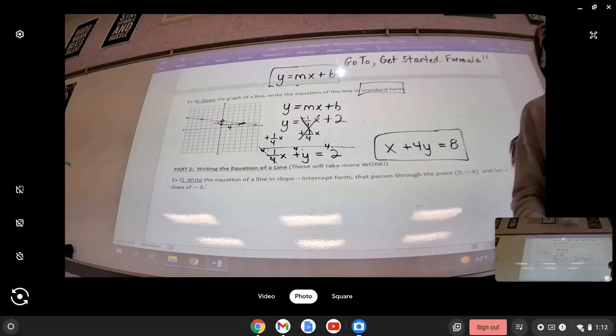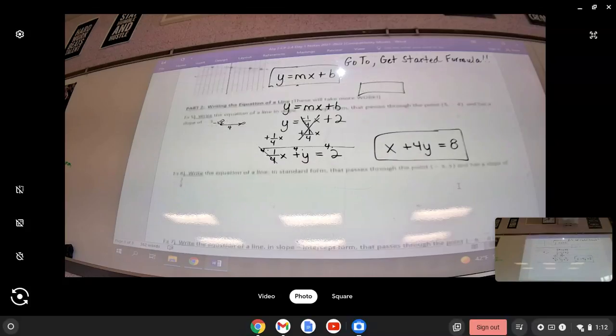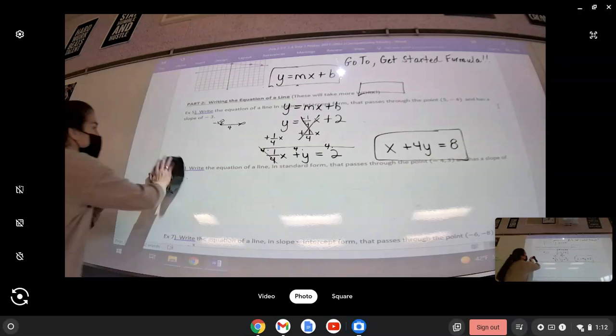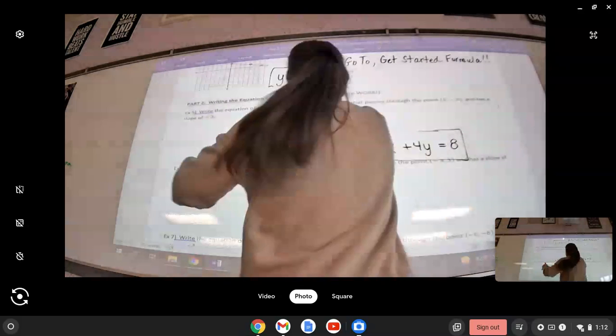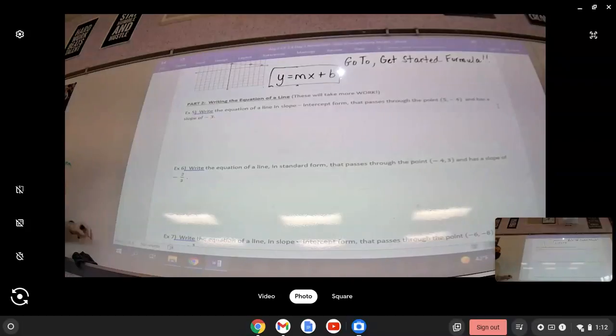Okay? All right, now let's try what I'm going to call the harder ones for today. All right, so these ones should take a little bit more work because these ones are not going to tell you both pieces of information. They're not going to tell you the slope and the y-intercept. So we're going to have to work a little bit harder.